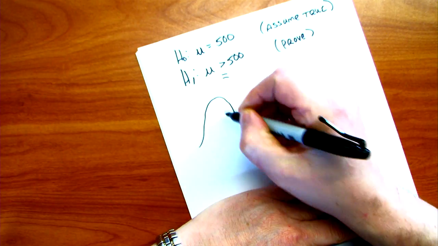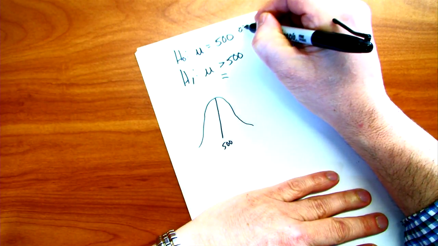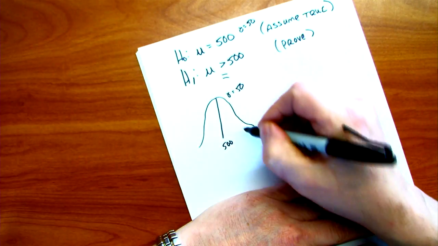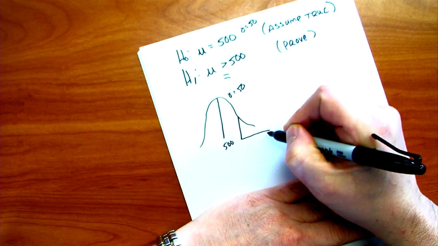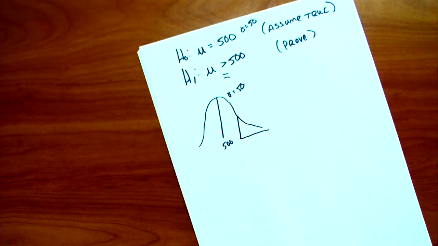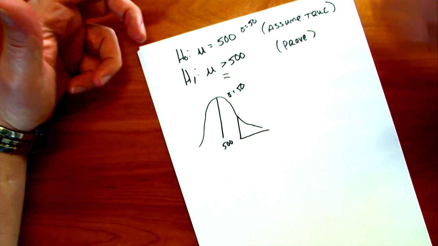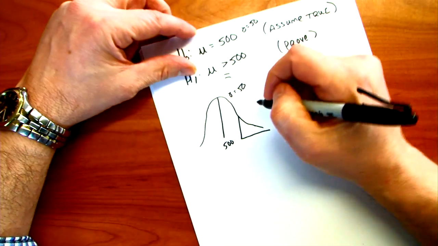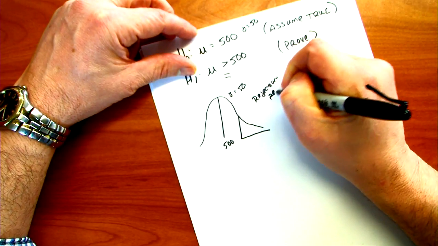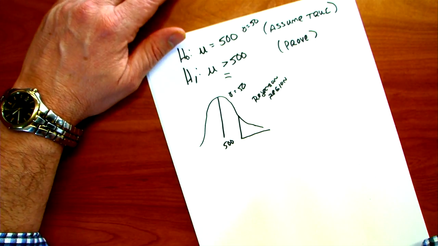So if we're assuming it's 500 at the beginning, and I'm just going to throw in a standard deviation of 50 to make it easy, we know evidence is over here. What do we call this region where, if the evidence falls in there, we have enough evidence? It is called the rejection region. That is definitely going to be on your exam as a multiple choice.